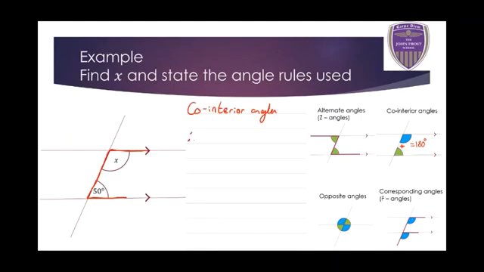So therefore, that must mean that x plus 50 degrees is equal to 180 degrees, okay? So if something plus 50 is 180 degrees, another way of thinking about this is that x is equal to 180 degrees minus 50 degrees, okay? So x equals 180 take away 50 degrees is 130 degrees. Therefore, x is 130 degrees, okay? And that's it. Let's have a look at another example now.